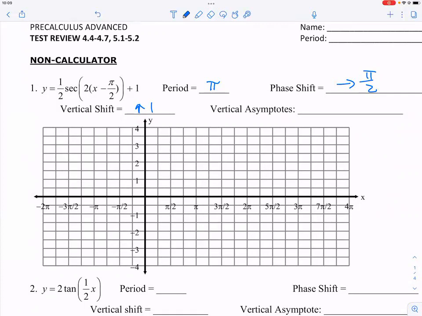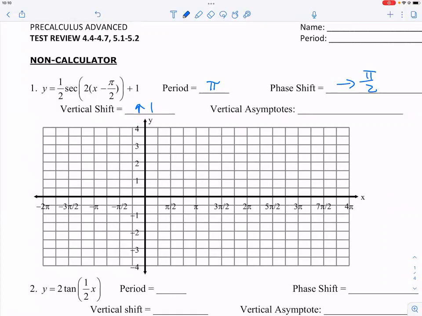Please write the vertical asymptotes based on your graph. That's number 1. Number 2, please draw a graph that matches your information up there. When I was grading the last test, it was kind of strange how you might be writing a period of pi, but then the graph is totally something else.